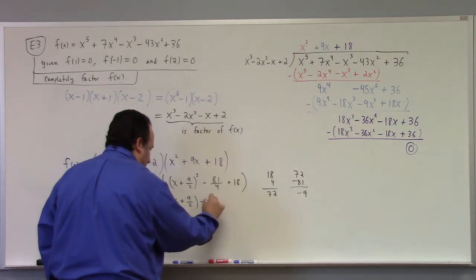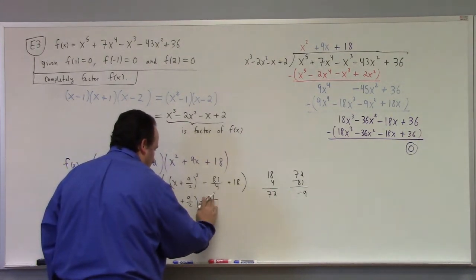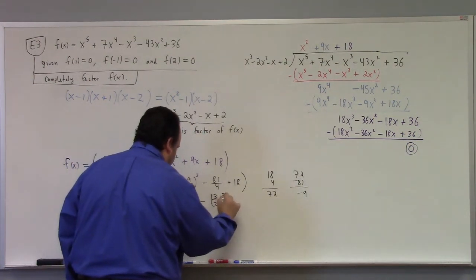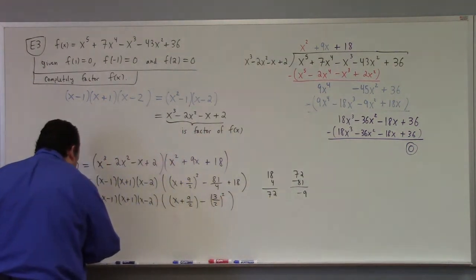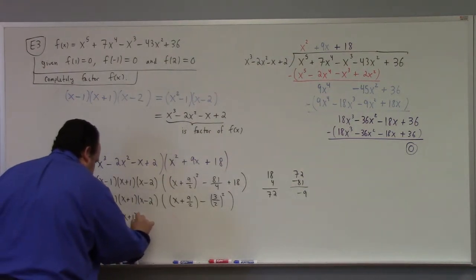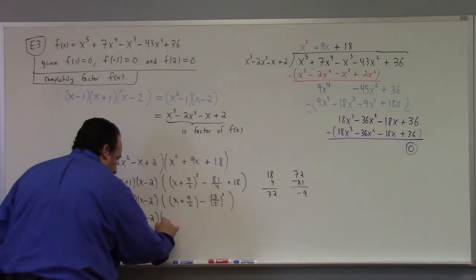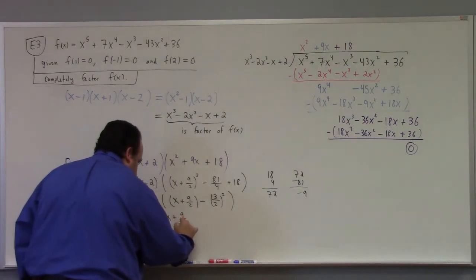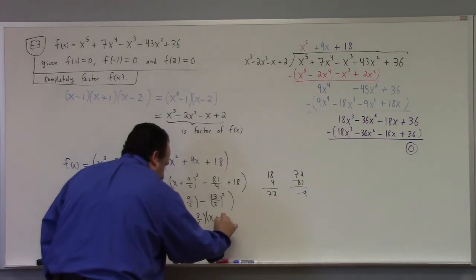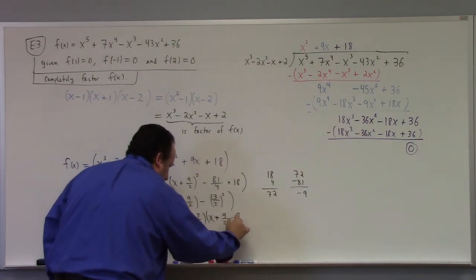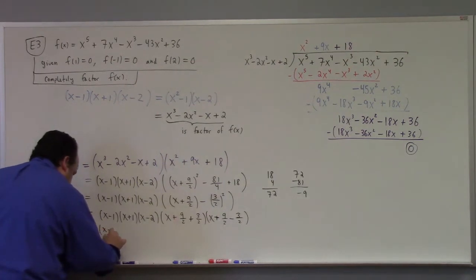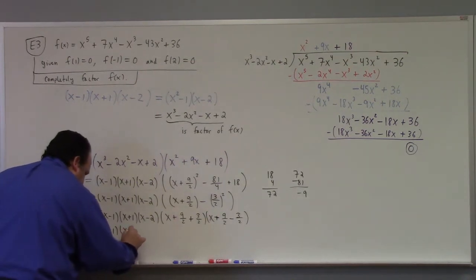So that's minus 9/4, which 9/4 is 3/2 squared, right? So that is x minus 1 times x plus 1 times x minus 2 times x plus 9/2 plus 3/2 times x plus 9/2 minus 3/2, right? At which point, if you add those, what do you got?